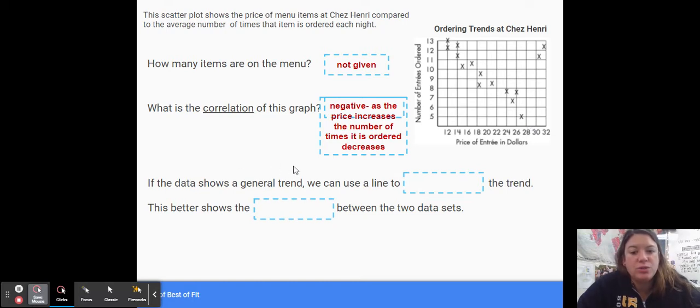If the data shows a general trend like this, we can use a line of best fit. And it's like a line that will kind of cut through the middle of all these X's. And it kind of delineates the trend. It kind of shows us what's happening. And it basically better shows the relationship between these two sets of data.